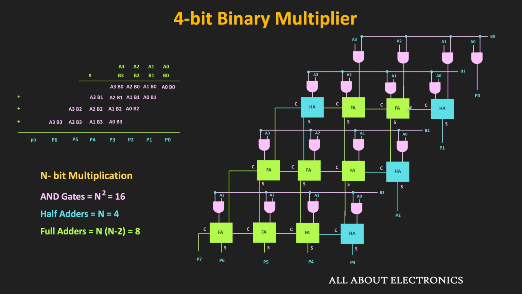But actually, if you see, each adder needs to wait for the carry-in input from the previous stage. Because unless the previous stage performs the addition and generates the carry output, the next stage cannot generate the valid sum and the carry output. So although this type of multiplier is fast, there will be a carry propagation delay in these multipliers. And because of that, there will be a finite propagation delay, after which we will get the valid product output.